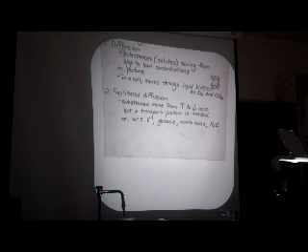F-A-C-I-L-I-T-A-T-E-D. Facilitated diffusion. Okay, it's diffusion, hence the name. So substances are still moving from high to low concentration, but they need a little help. If you know what the word facilitate is, if you facilitate something, you help it out. Facilitated diffusion is basically you have diffusion, but it almost needs a little bit of a helper.